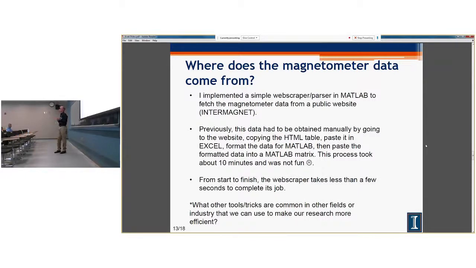For the longest time, it was a really big pain for me because I'd have to go to the website, copy this ugly HTML table, paste it in Excel, format it in Excel, and then paste it in a MATLAB matrix, and then run it. It was a big pain anytime I changed locations or the time of day of the storm. It was really painful. So I learned somewhat recently about web scrapers. How many people here are familiar with web scrapers or have heard the term?